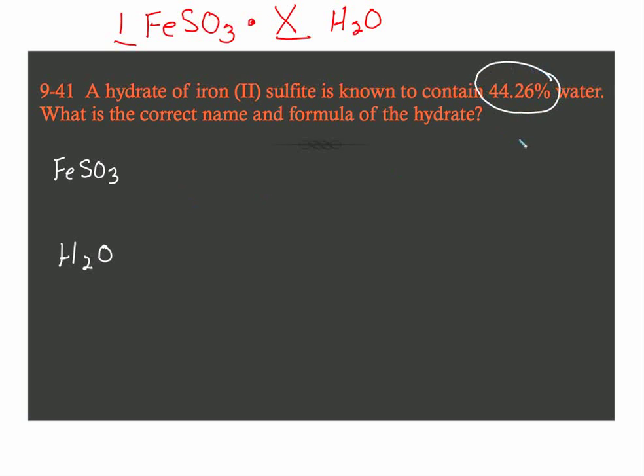So percent to mass. Well, we have 44.26% water. Remember, the simplest assumption is to assume 100 grams. So I'm going to assume that I have 100 grams total of my hydrate. 44.26% of that is water. So I have 44.26 grams of water. That means I need to solve for my amount of FeSO3. But I should just be able to get that by subtraction, right? 100 minus 44.26 gives me 55.75.